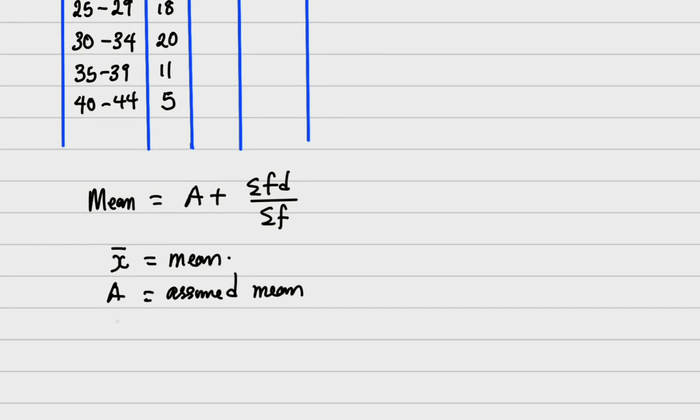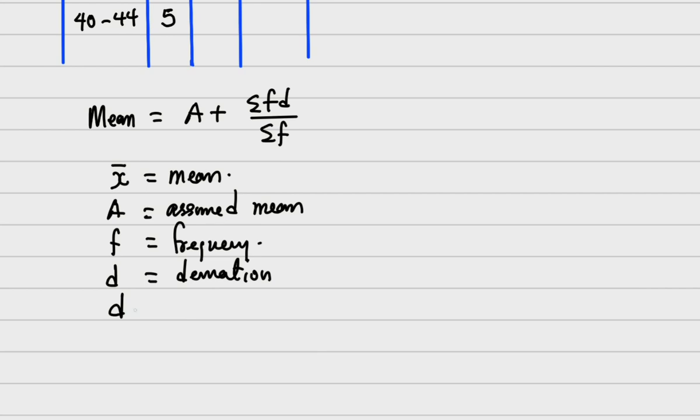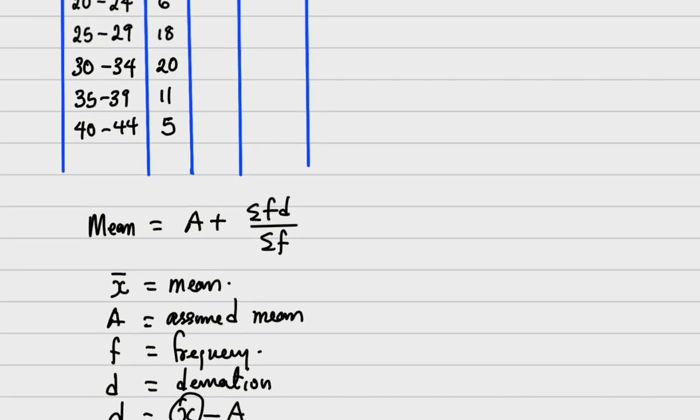Now, I think we know that F stands for frequency, but this D is something new. D is deviation, and D represents X minus A. Now this is where we have an issue. What is this X? X is known as the mid value.